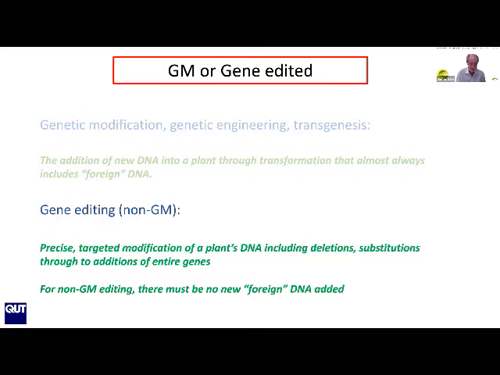So for non-GM editing, and we'll talk about this much more towards the end of the talk, there must be no foreign DNA, no new foreign DNA added. So this is very important. Only banana DNA. If we're adding an entire gene, it has to be just a banana gene. But in the simplest forms with gene editing, we're doing deletions and substitutions, and as long as there's no foreign DNA, that's considered non-GM editing.